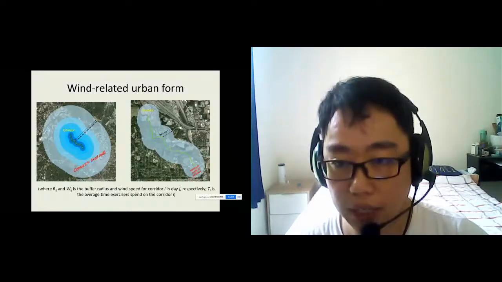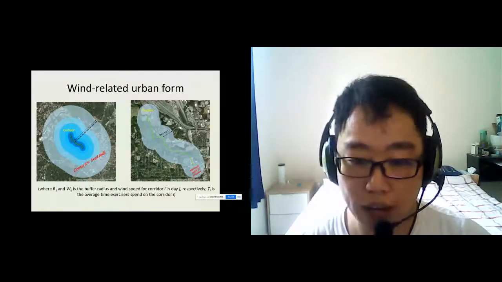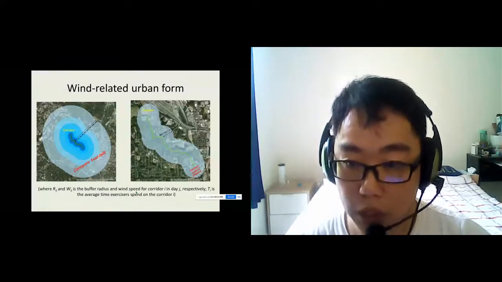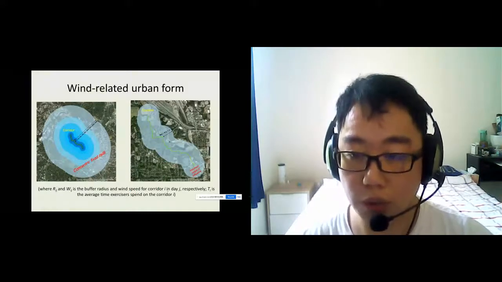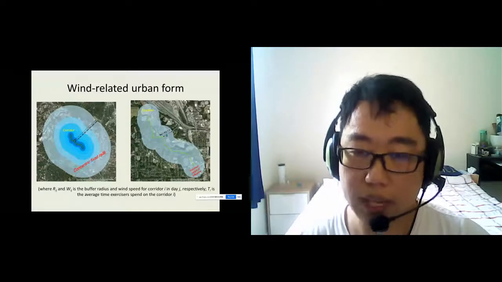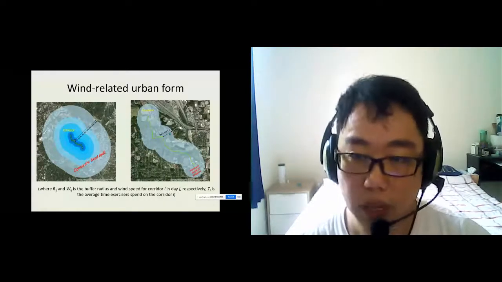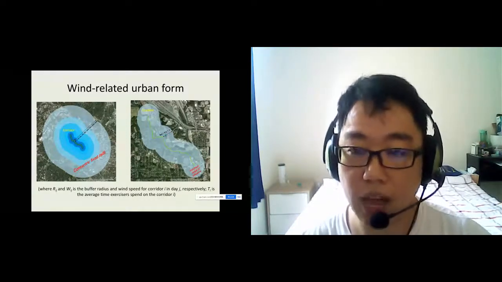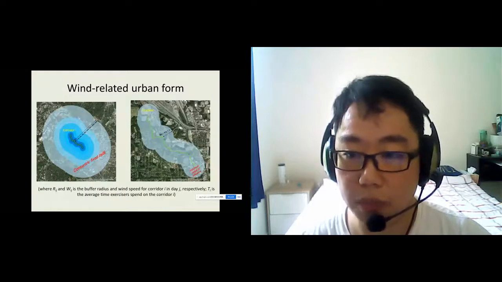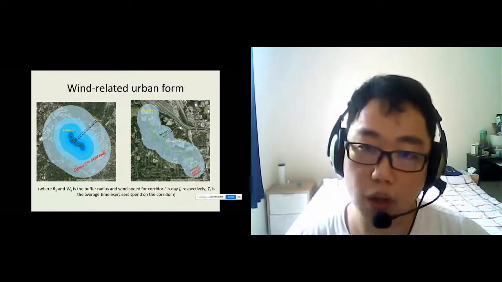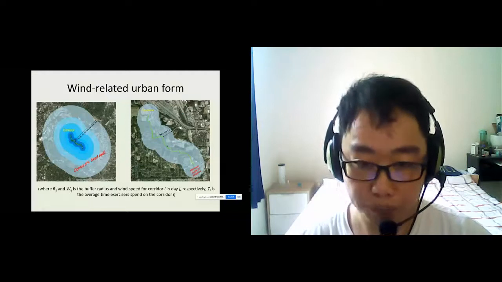But in this study, we considered the meteorological factors, especially the wind speed information, in our research. For example, the buffer radius is not only decided by the wind speed, but also decided by the time that each exerciser spent on this corridor. So we call it wind-related urban form.